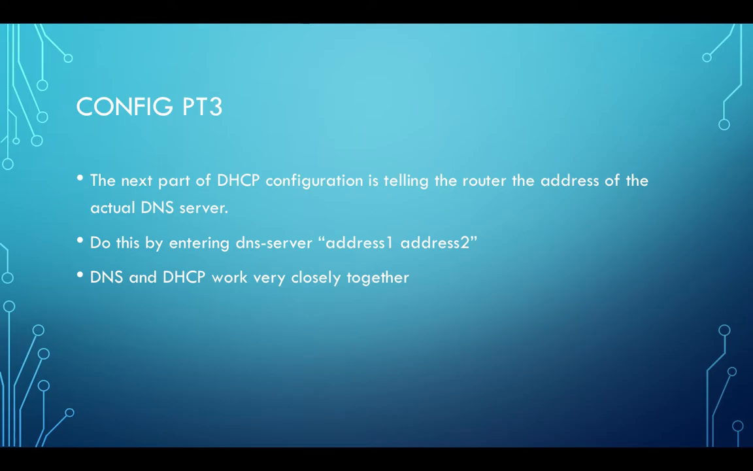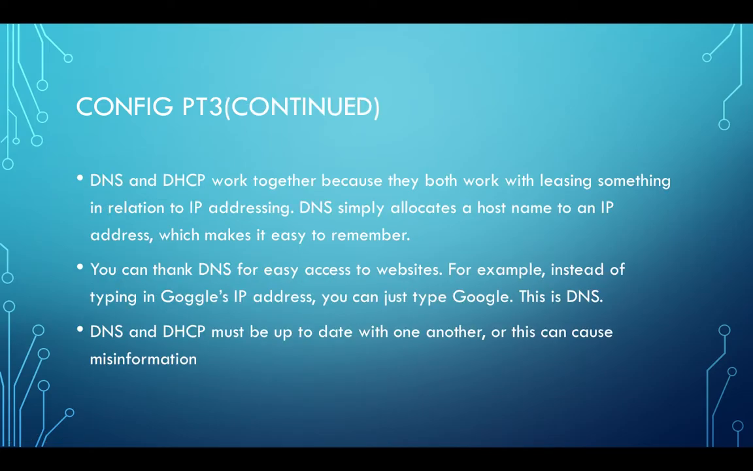The third part of configuration is telling the router the address of the DNS server. You simply do this by entering dns-server address 1 and address 2, whatever those addresses may be. It's important to understand why DNS and DHCP need to be working together. DNS is another protocol. It's very similar to DHCP in the concept of it.